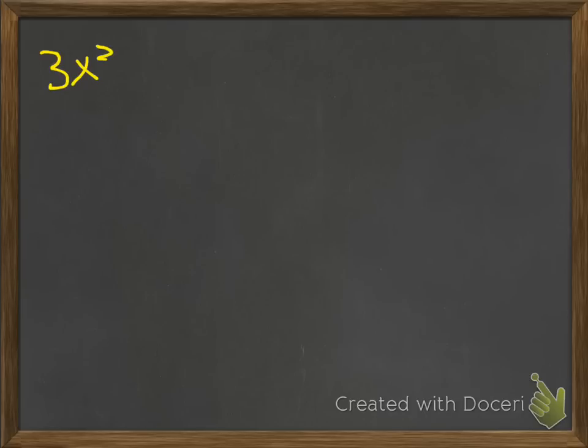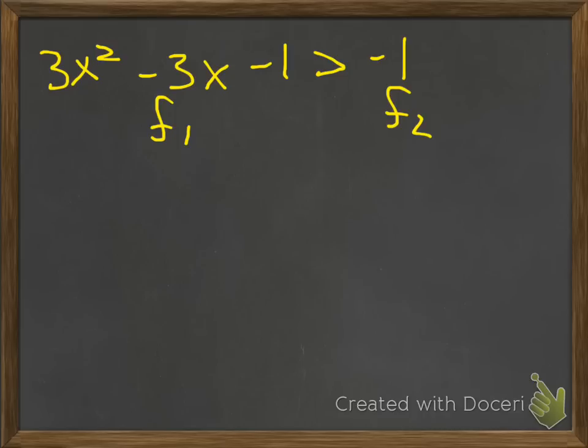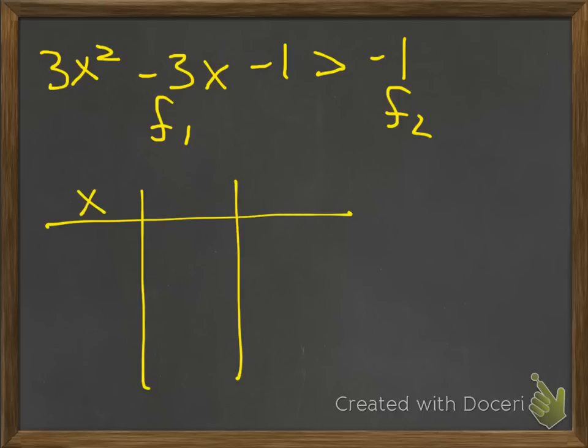Look at another example, and this one is going to be 3x squared minus 3x minus 1 greater than negative 1. Again, I would type this into the calculator, get my table. I am, again, not as concerned about the graph as much as I want to look at that table. And if you notice, again, on the table, you should have nothing but negative 1s, going on the outside.